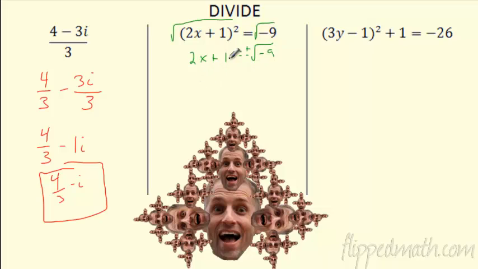Then what do we do here? Well, let's break down what is the square root of that. Well, the square root of 9 is 3, and it's -9, so what happens here? We're looking at plus or minus 3i.